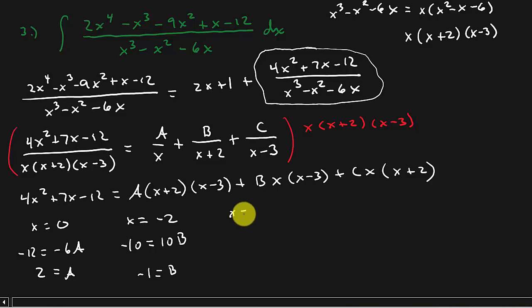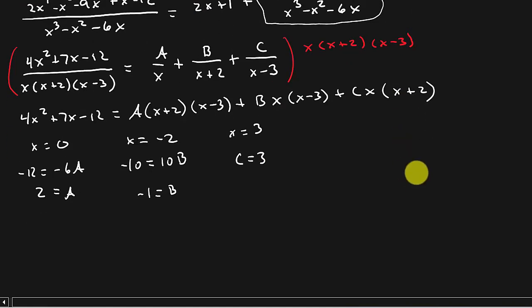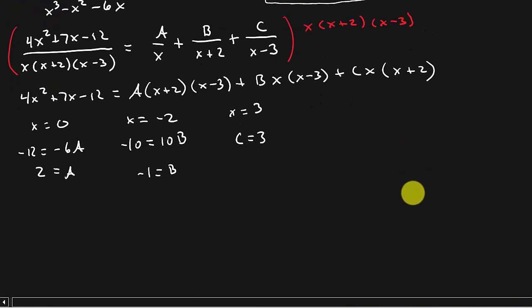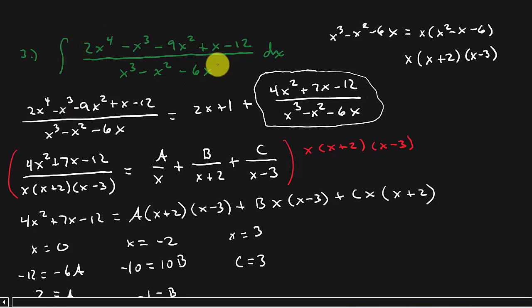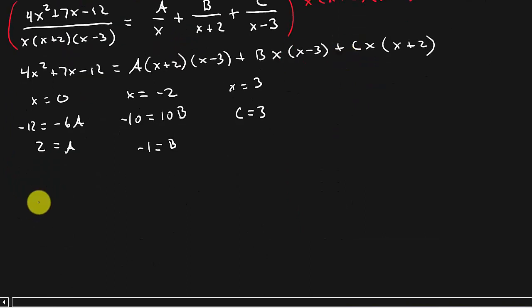And then I'm going to let x equal 3. Just to save some time, that's going to give me c equals 3. You just plug the 3 in for x, and once you solve for c, you'll get 3. You should be able to do that. It's going to be a long video anyway. So now remember, it's the integral of this, so that's going to equal the integral of 2x plus 1 dx.